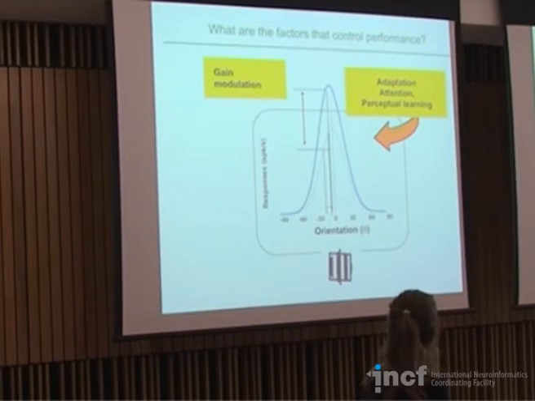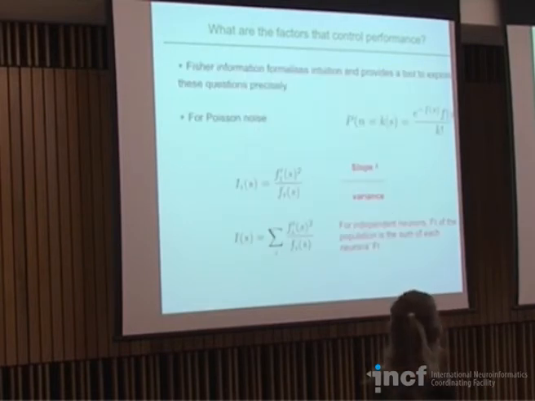So there are a lot of models out there describing adaptation, attention, perceptual learning in terms of gain modulation, with this idea that if you do gain modulation, you change the slope of the tuning curve, and that improves the accuracy of the code. Now, Fisher information is a way to formalize this intuition and exactly quantify what would be the effect of doing gain modulation on the precision of the code.